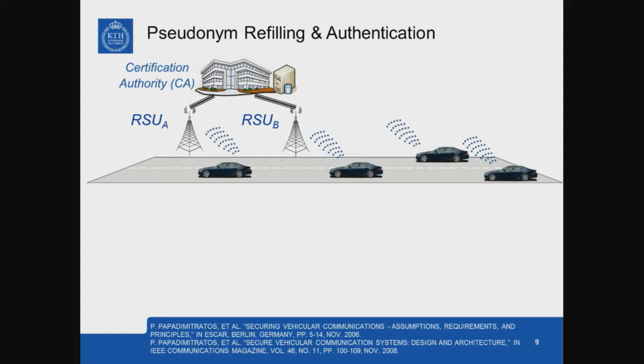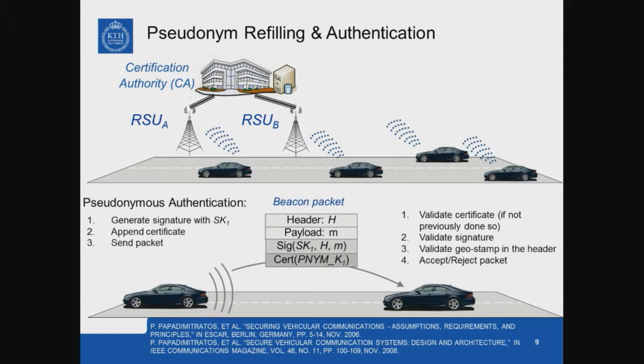When they want to communicate with each other, each vehicle signs the message, attaches the currently valid pseudonym, appends it to the message, and broadcasts the message. The recipient receives the message, first verifies the signature, and then validates the message. What we are going to focus on is this part, the security infrastructure.